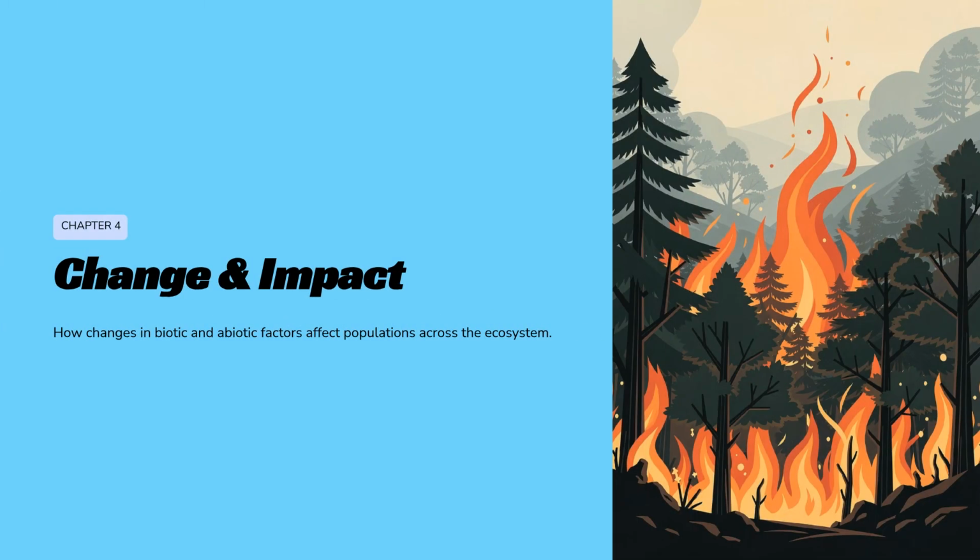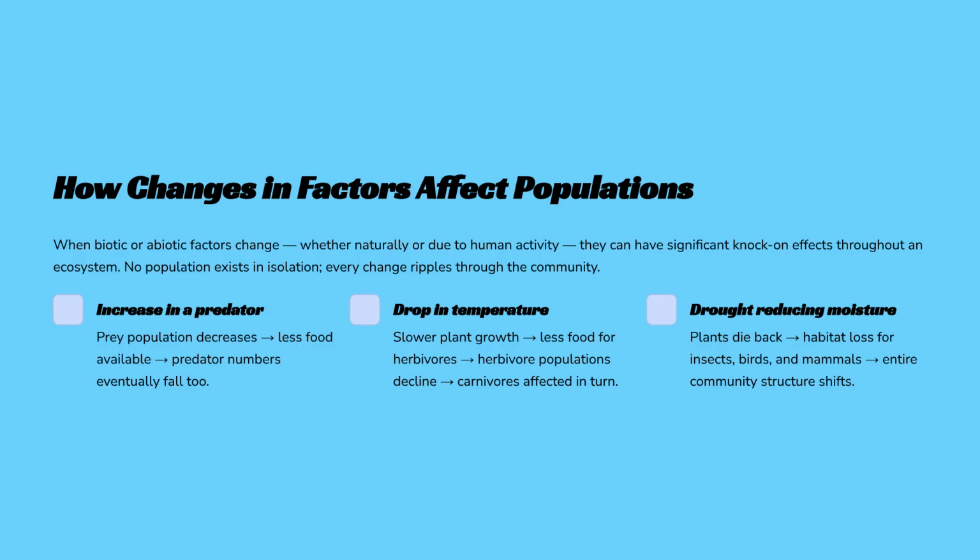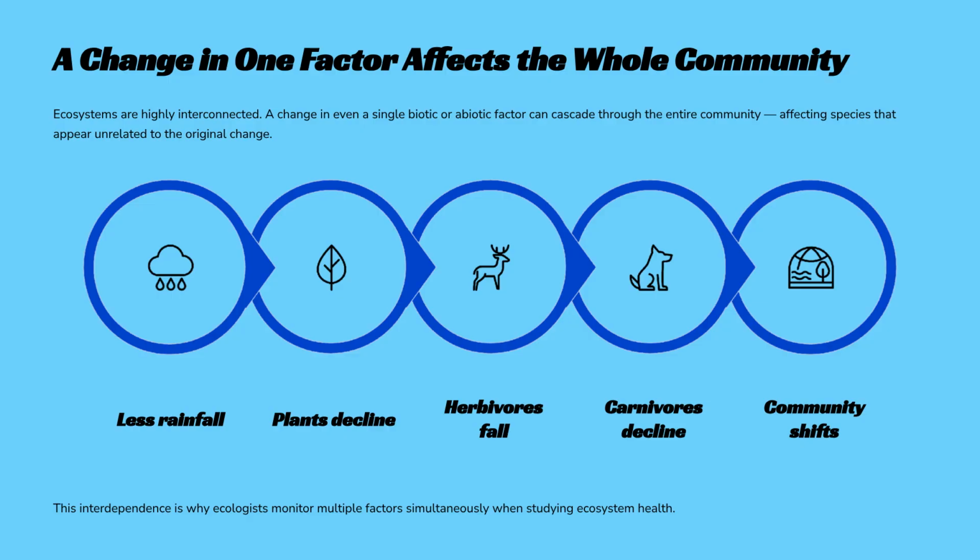Finally, let's look at how ecosystems change and the impact this has. Because everything in an ecosystem is interconnected, a change in one factor creates a ripple effect across the community. Whether it's an increase in predators, a drop in temperature, or a severe drought, these changes disrupt the balance. Every shift alters the resources available and determines the survival of every species in that ecosystem. Ecosystems are highly interconnected. A change in even one biotic or abiotic factor can trigger a ripple effect, impacting species that might seem unrelated to the initial change.